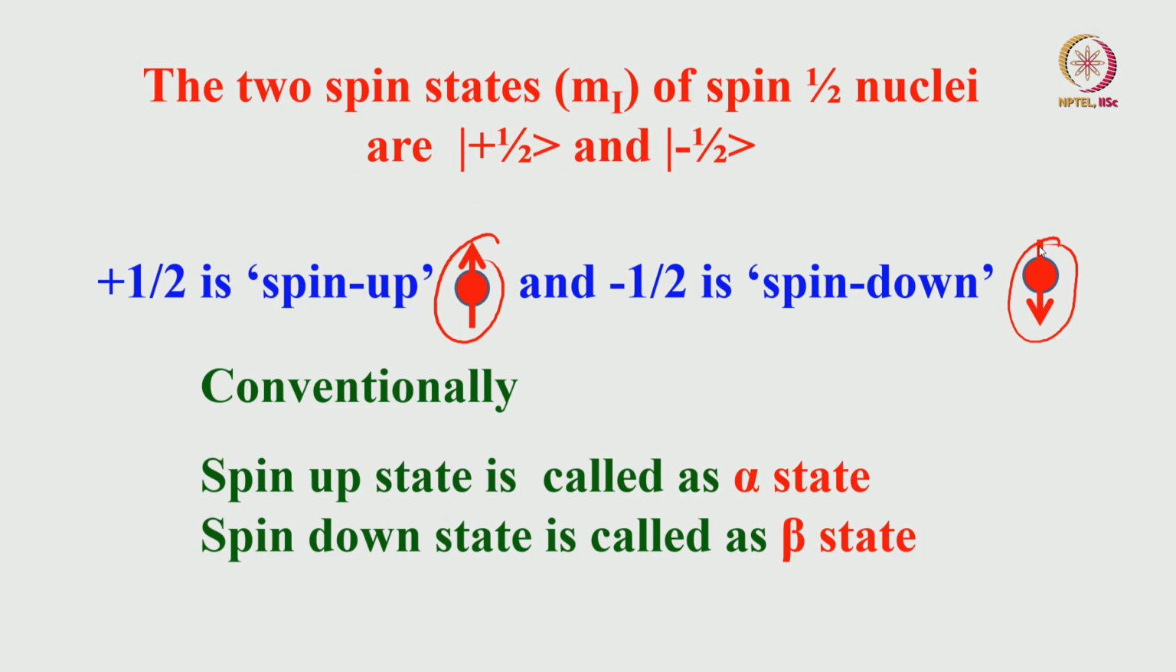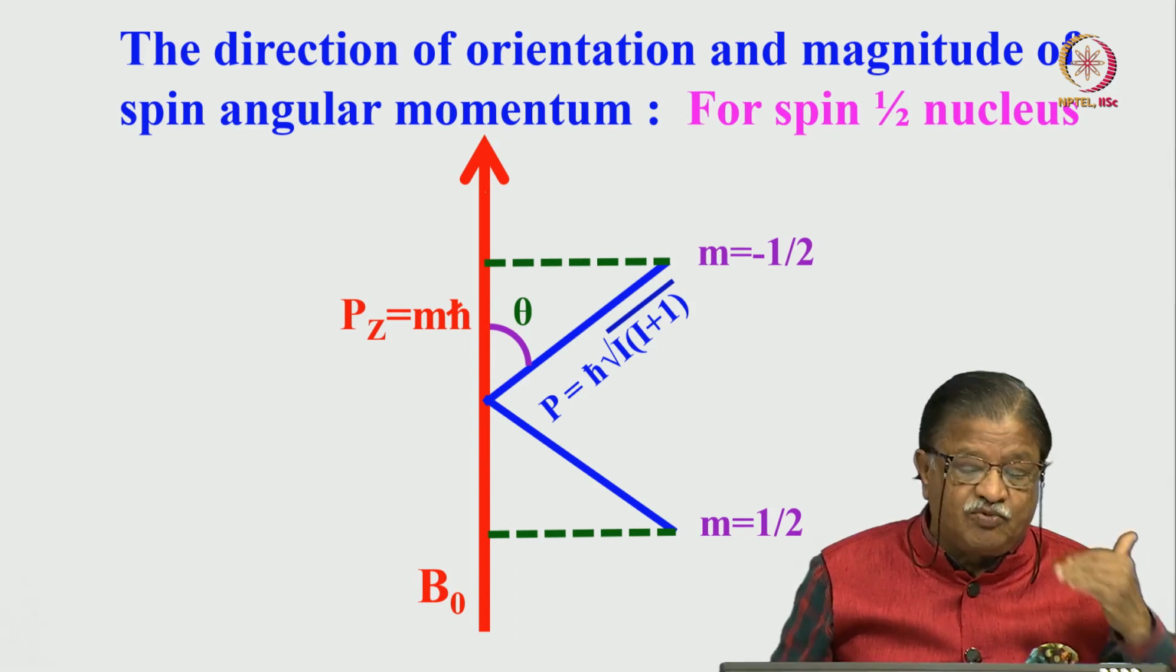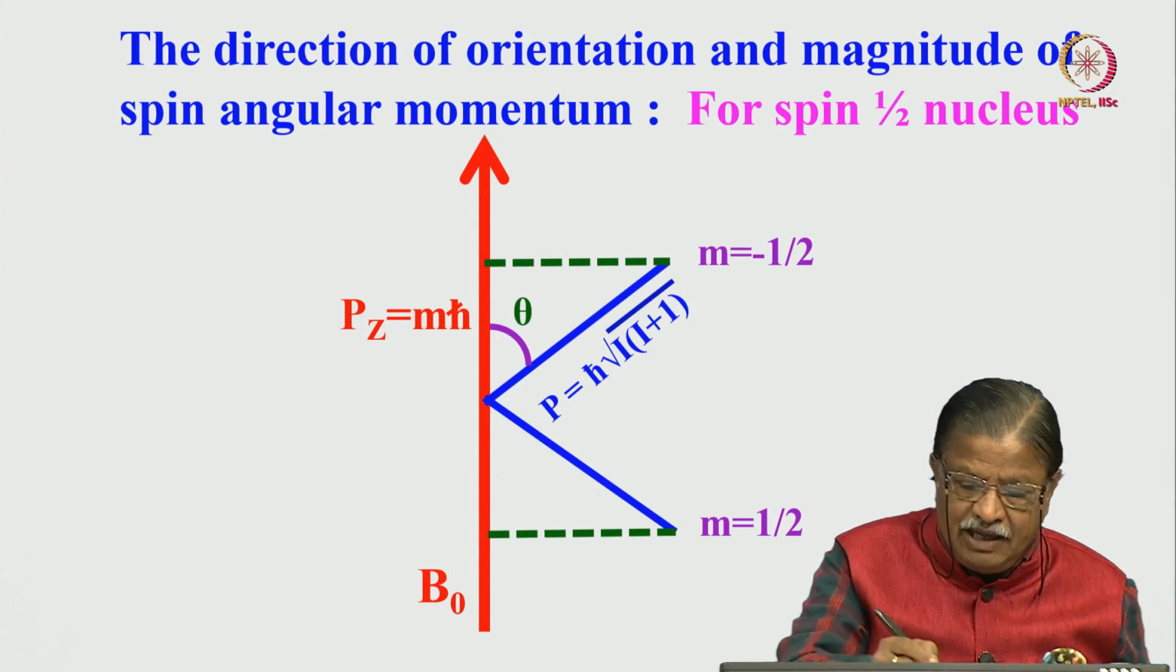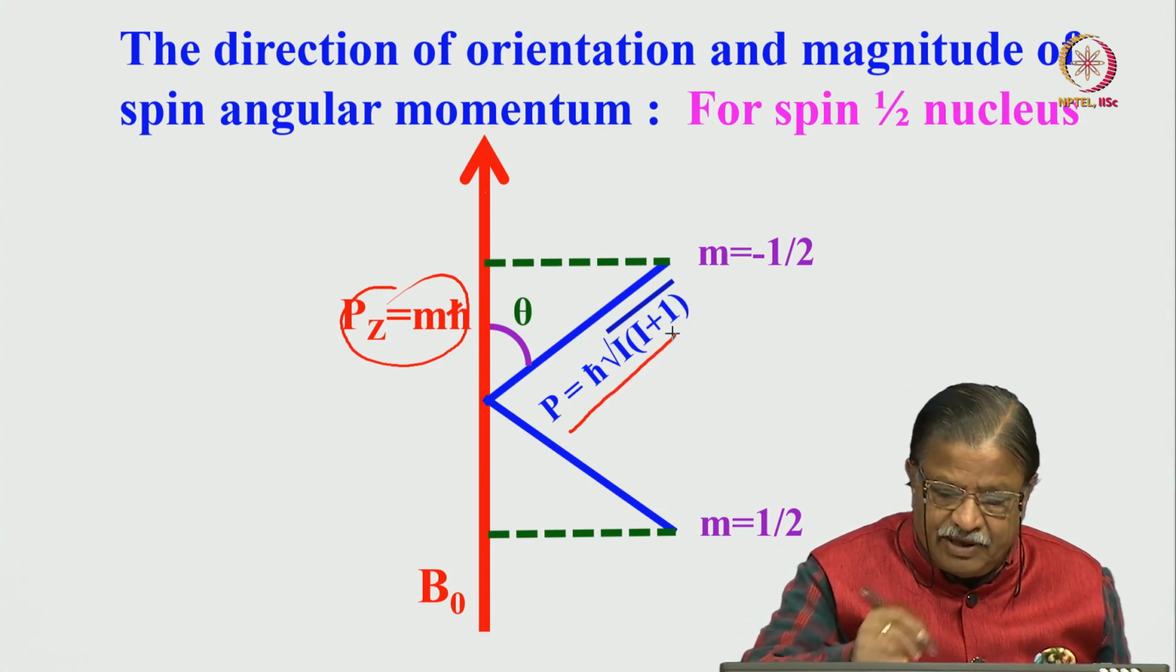Conventionally, the spin up state is called the alpha state and the spin down state is called the beta state. Remember, when I am talking in future, when I am analyzing the spectra etc., if I say alpha state and beta state, you should immediately understand that alpha state is a spin up state, beta state is a spin down state. These are the 2 possible orientations for spin half. And of course, we can get the magnitude of the spin angular momentum in each of these orientation directions. For example, we know mz is equal to m times h cross, I told you already, and I know p is equal to this thing.